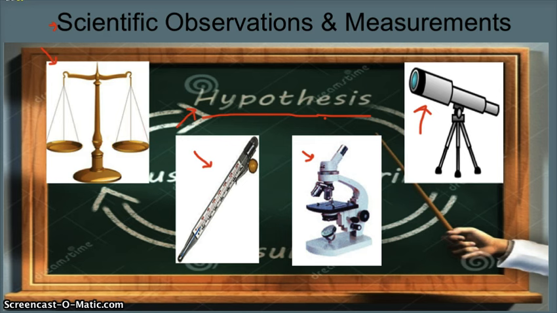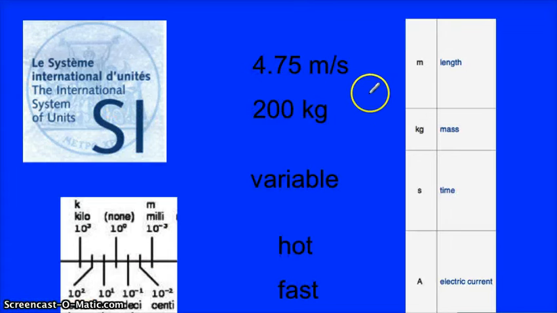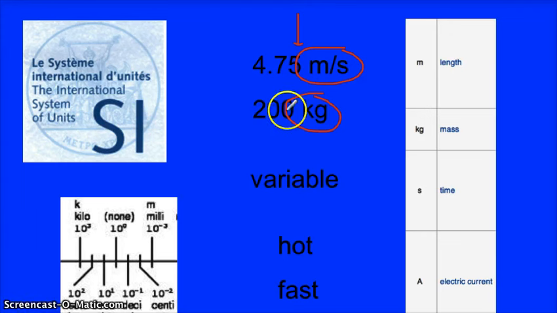Now let's talk about the data. We have this screen. Whenever you have data testing a hypothesis, you have more than just the number. You have the unit also. Here we have the unit meters per second. Here we have the unit kilograms. You have to have the unit with the number. That's just how you have to do it in scientific measurements.